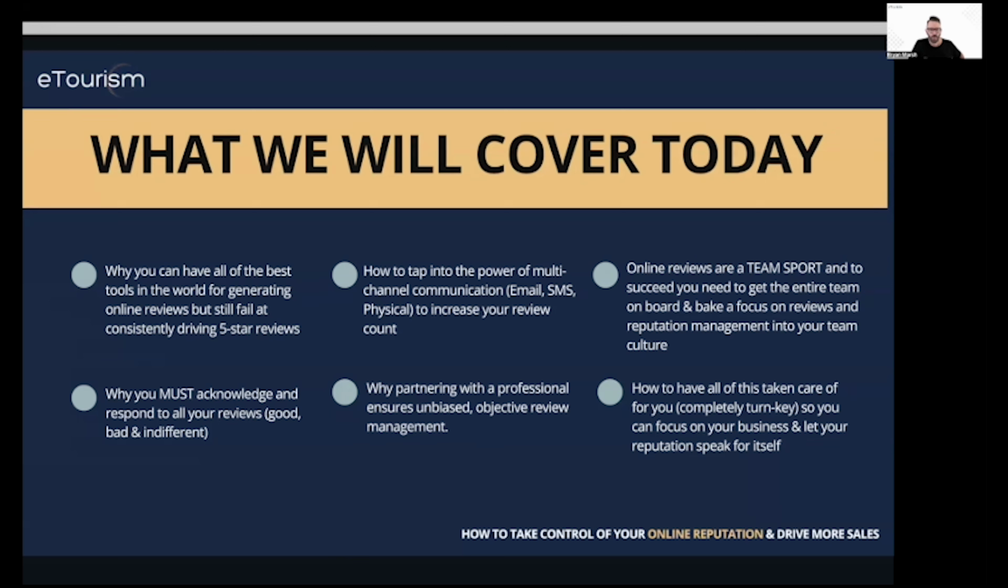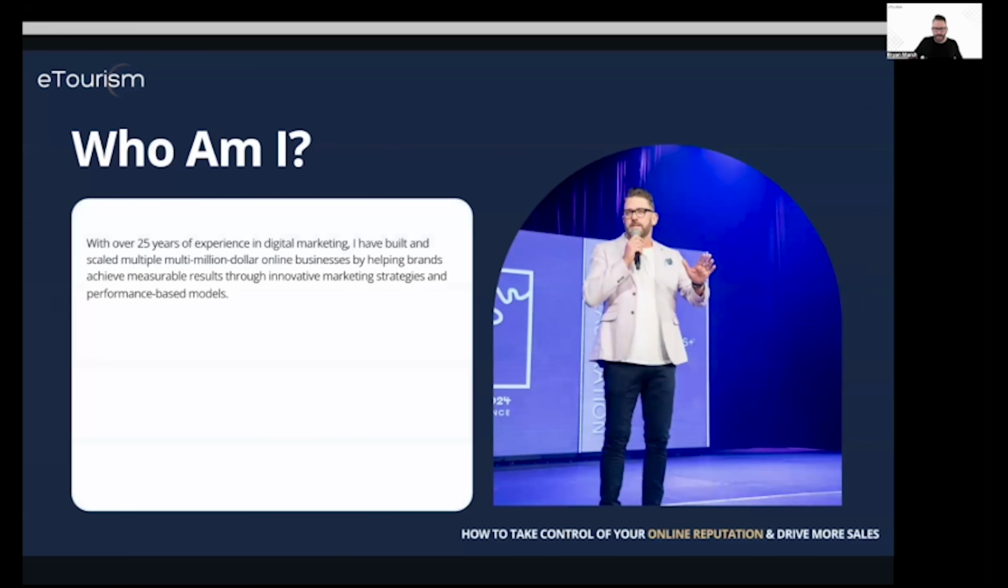Number 5, why partnering with a professional ensures unbiased, objective review and management. And then number 6, how to have all of this taken care of for you, completely turnkey, so you can focus on your business and let your reputation speak for itself. So at the end of this, we will talk about what we provide for other clients. And there may be opportunity to work with you. You may go through this and go, okay, there's a lot here, and it's feasible to hand this over to somebody else.